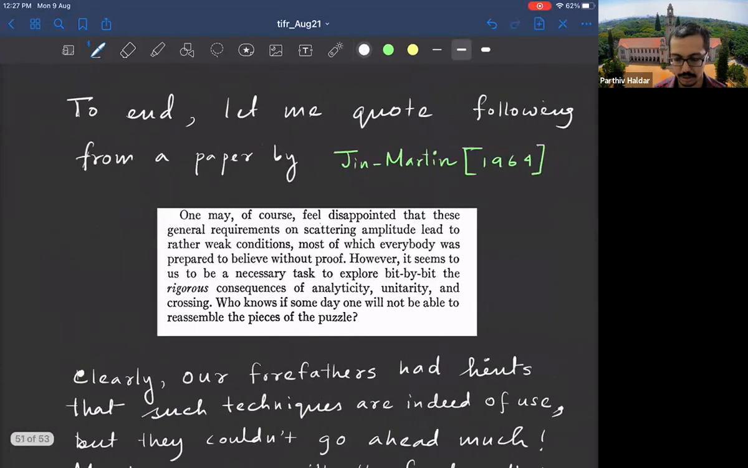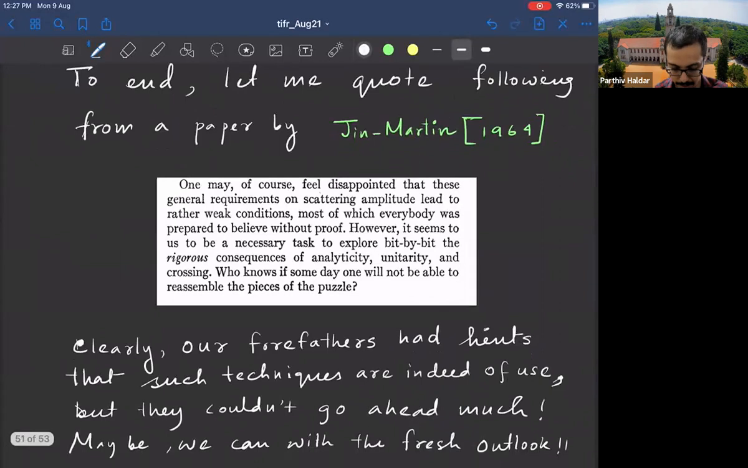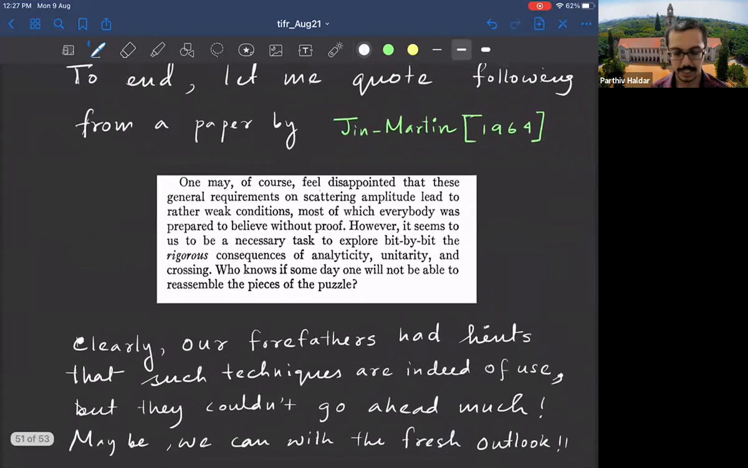So to end the talk, let me quote the following from a paper by Jean Martin, which basically says that one may of course feel disappointed that these general requirements on scattering amplitudes lead to rather weak conditions, most of which everybody was prepared to believe without proof. However, it seems to us to be a necessary task to explore bit by bit the rigorous consequences of analyticity, unitarity, and crossing. Who knows if someday one will not be able to assemble the pieces of the puzzle.